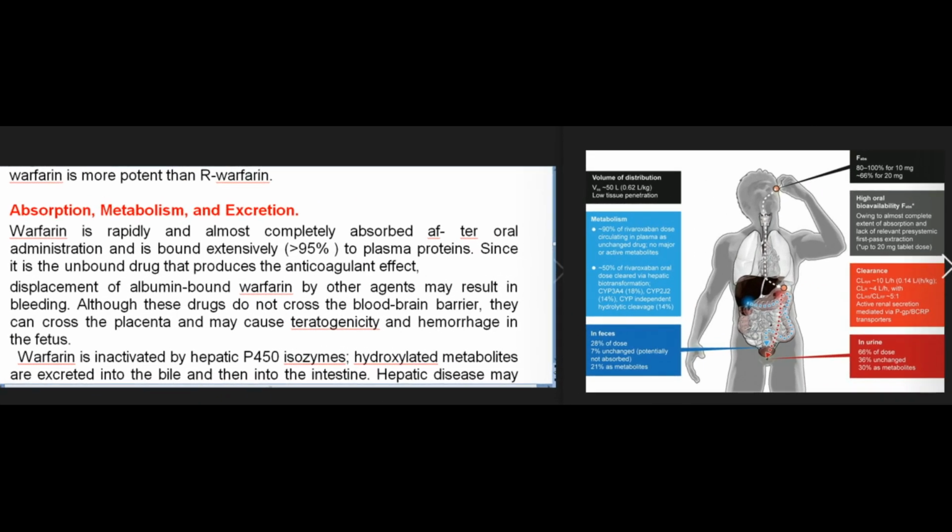Absorption, metabolism, and excretion. Warfarin is rapidly and almost completely absorbed after oral administration and is bound extensively, 95%, to plasma proteins. Since it is the unbound drug that produces the anticoagulant effect, displacement of albumin-bound warfarin by other agents may result in bleeding. Although these drugs do not cross the blood-brain barrier, they can cross the placenta and may cause teratogenicity and hemorrhage in the fetus.